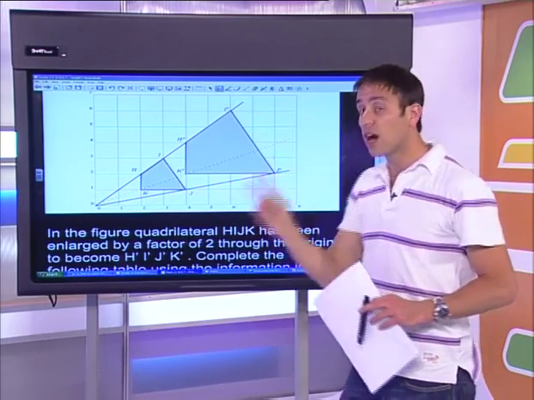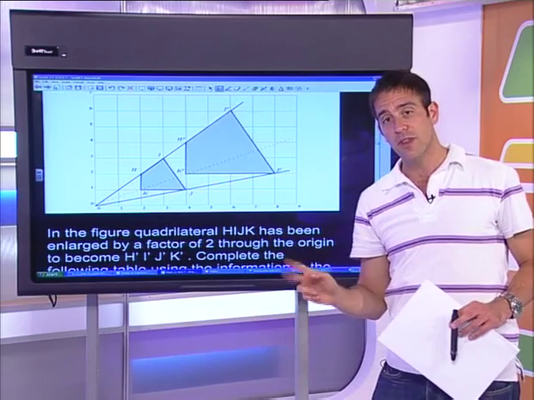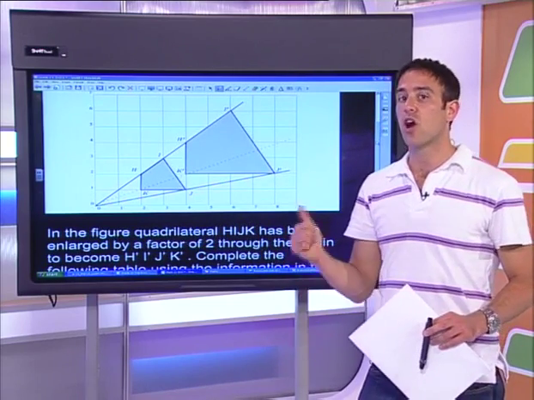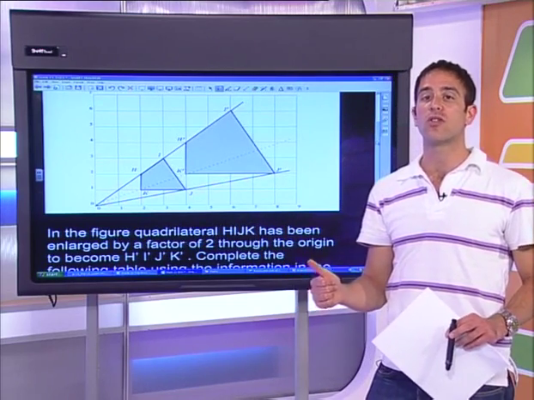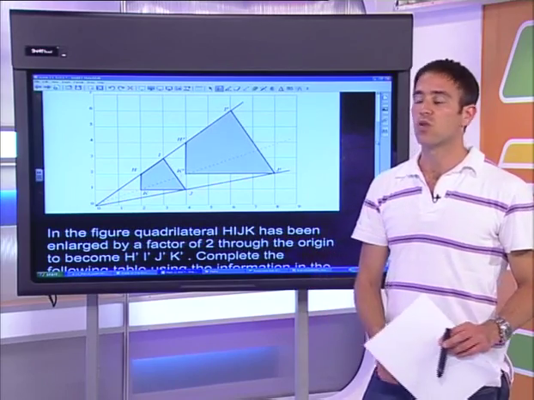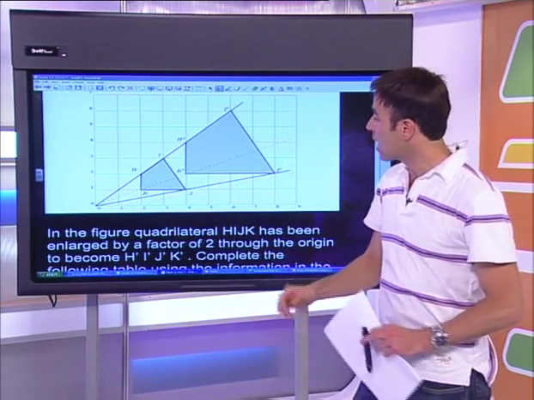So, two kinds of transformations that I'm doing today, rotations and enlargements. For rotations, you always need to know the angle. For enlargements, you always need to know the scale factor.